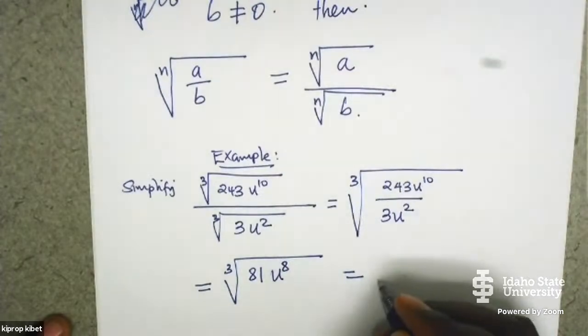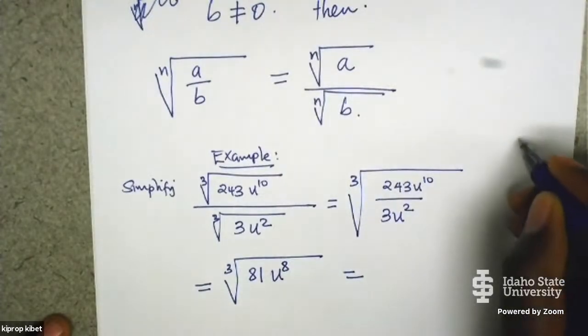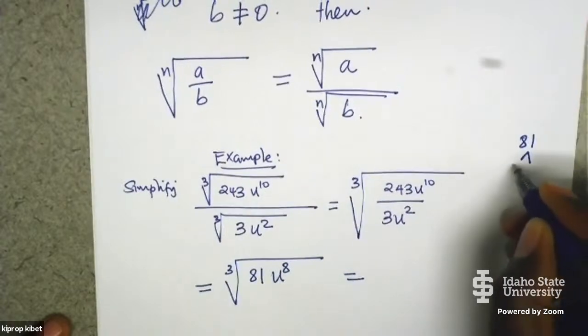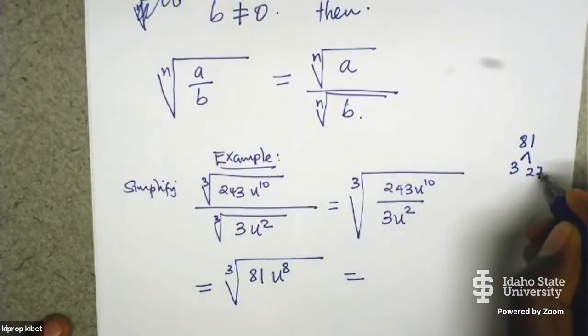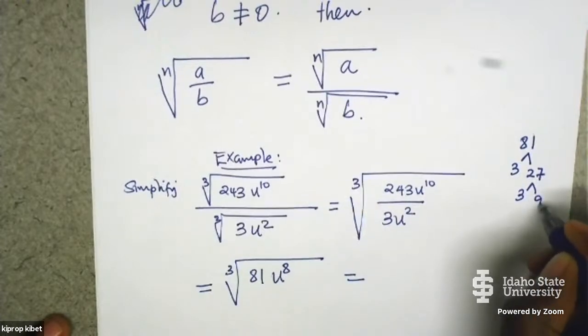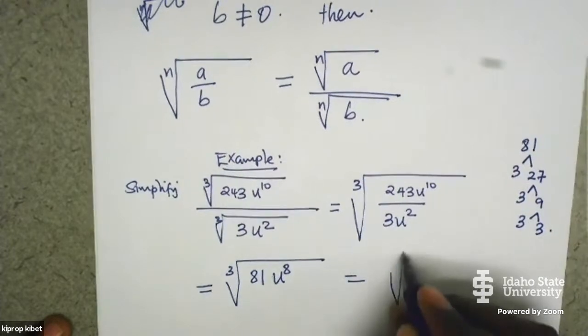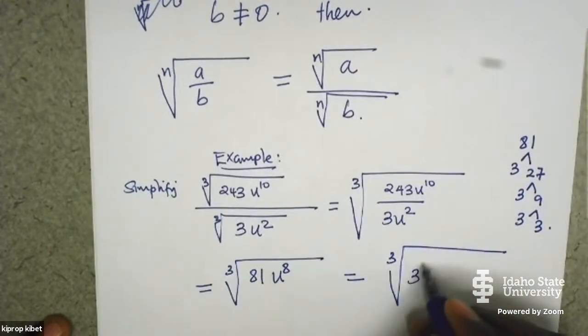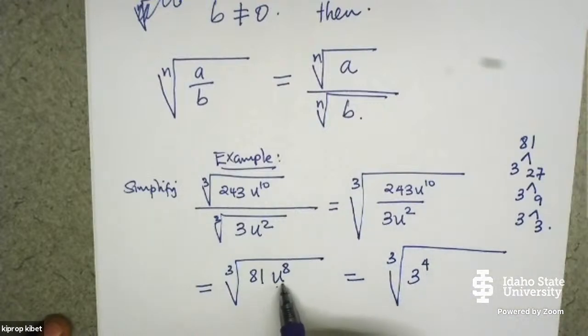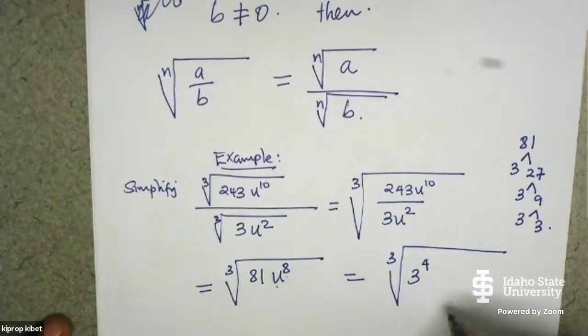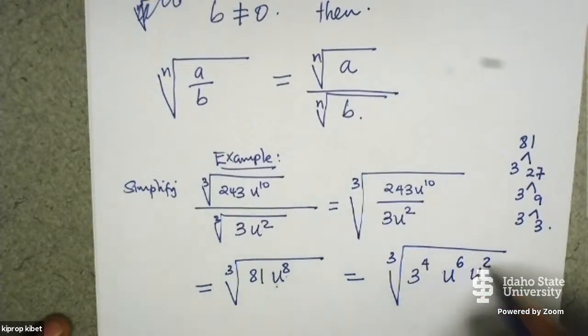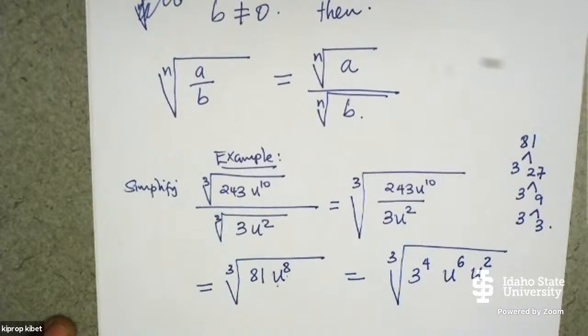So this is equal to 81. The factors of 81 are 3 raised to 4. So how many 3s are there? So the cube root of 3 raised to 4. Then to simplify this in a form whereby it can be divided by 3, u raised to 8 becomes u raised to 6, u raised to 2, right?